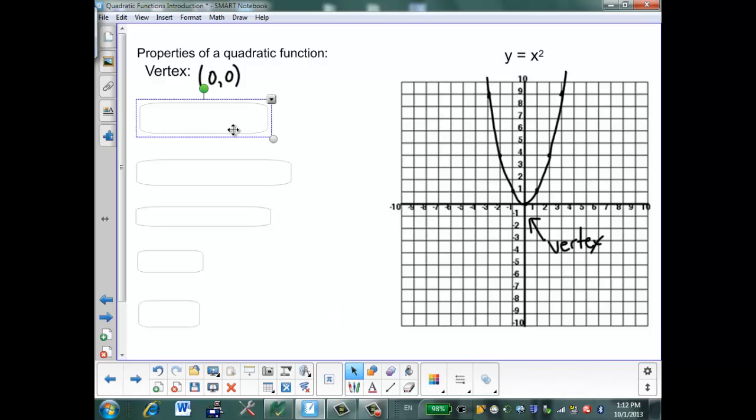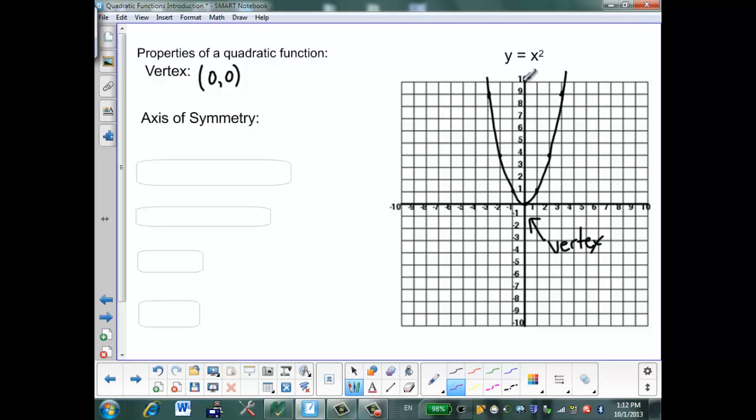The next property that we're going to look at is the axis of symmetry. Now the axis of symmetry is the line where if I fold my parabola in half, it's going to look exactly the same on either side. So it's the line where the parabola can be folded in half. And it's always an x equals line. So in this case, we look at where our line goes through the x-axis. Our line goes through at 0, so the equation of the axis of symmetry is x equals 0.